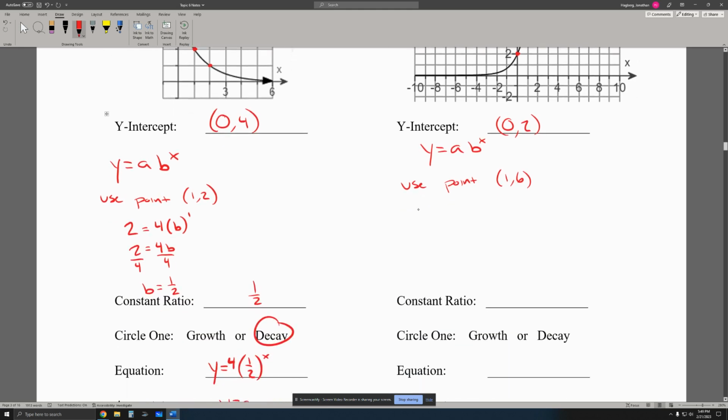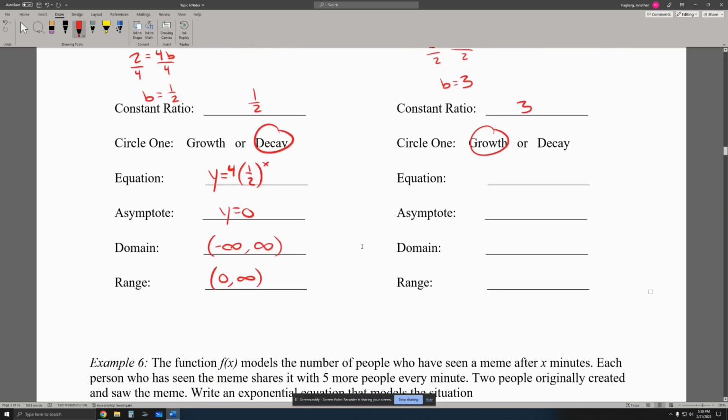Okay, so plugging it in, x comma y, we get 6 is equal to a, which is 2, times b to the power x, which is 1. Well, again, b to the power 1 is just b, so we get 6 is equal to 2b. Dividing both sides by 2, we get b is equal to 3. So our constant ratio is 3. Because this is greater than 1, we know that we have exponential growth. Okay, so the equation here, we have y is equal to a times b to the x. Well, a is our initial value, y-intercept. So we have 2 times 3 to the power x.